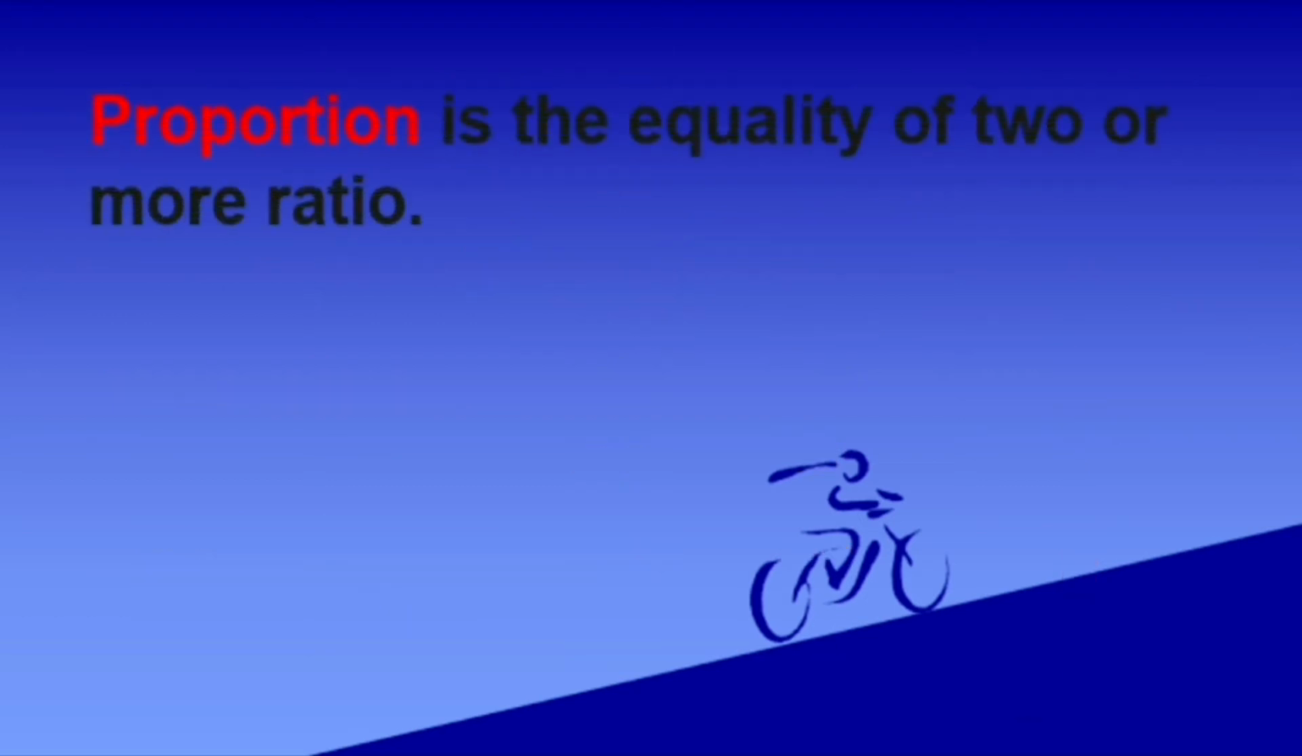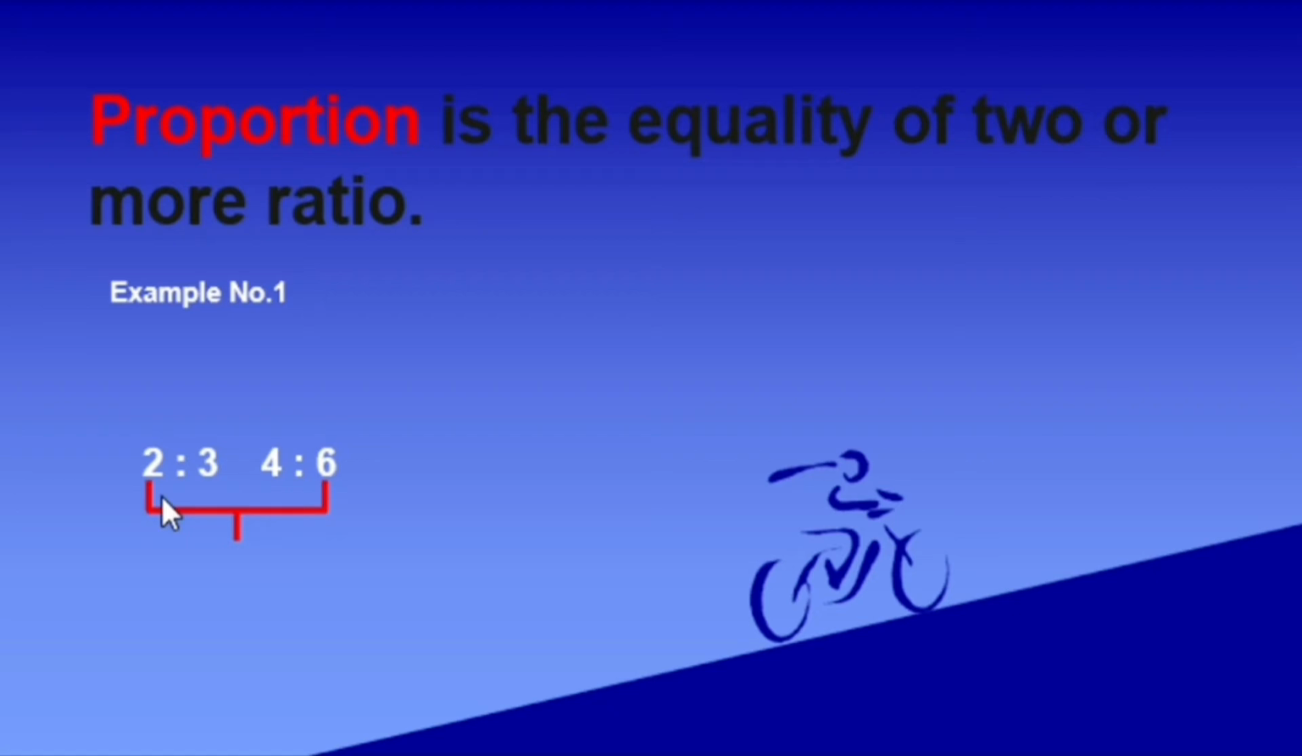Now let us discuss proportion. When you say proportion, it is the equality of two or more ratios. Let us have this example number 1. Let us try to find out whether 2 is to 3 is proportion to 4 is to 6. Para malaman natin kung ang dalawang ratio ay proportion, we need to get the product of the means and the extremes.